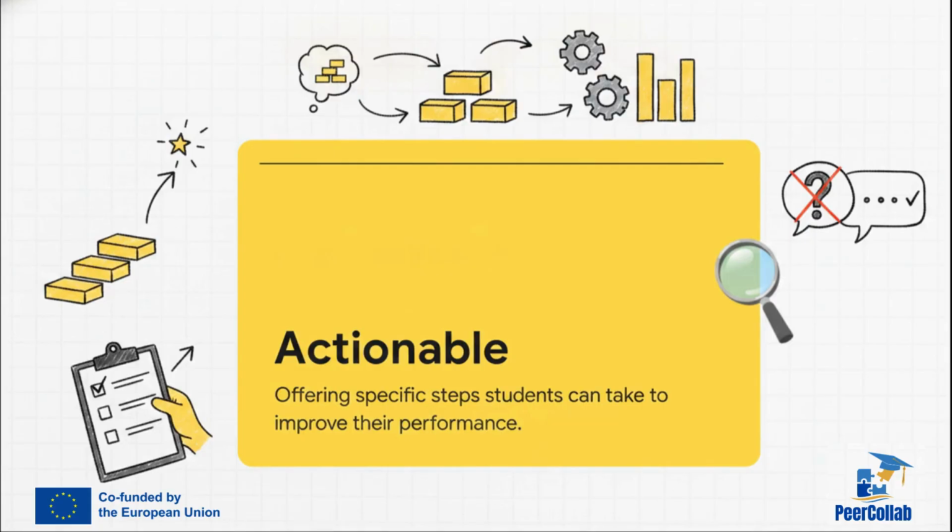What does that actually mean in practice? Well, it means offering specific steps students can take to improve their performance. We've all seen, or let's be honest, probably written feedback that says something like, needs improvement or dig deeper. And while that might be true, it's not actionable. The student just looks at it and thinks, okay, but how? Actionable feedback gives them a concrete path forward. It literally transforms a vague critique into a clear to-do list for their next try.